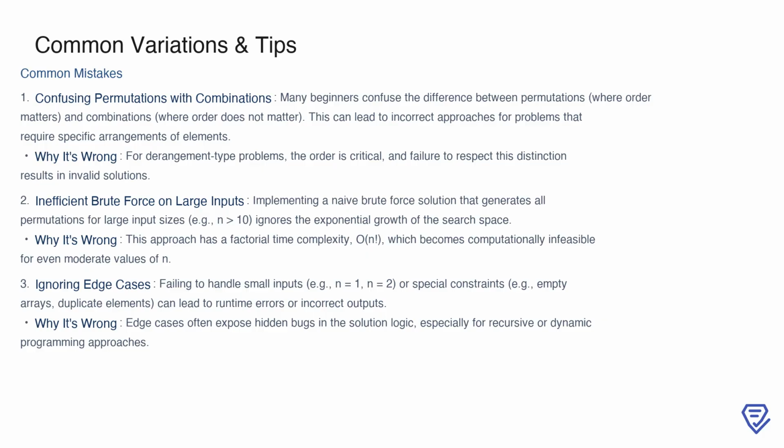Another frequent issue is relying on brute force for large inputs. Generating all permutations and checking for derangements becomes computationally impractical as the input size grows, because the number of permutations grows factorially with n. This exponential growth makes naive approaches infeasible for larger arrays. Lastly, failing to account for edge cases like small inputs such as n equals 1 or 2, empty arrays, or duplicate elements, can lead to runtime errors or incorrect outputs. Edge cases often reveal hidden bugs, especially in recursive or dynamic programming solutions, so handling them carefully is essential.